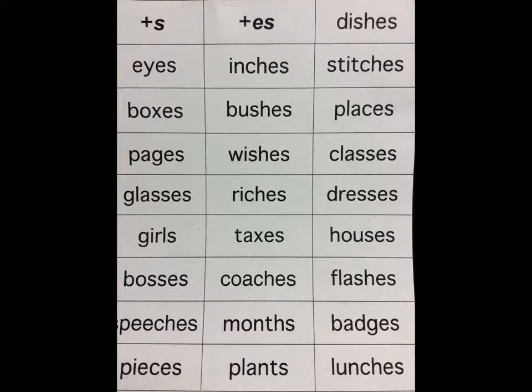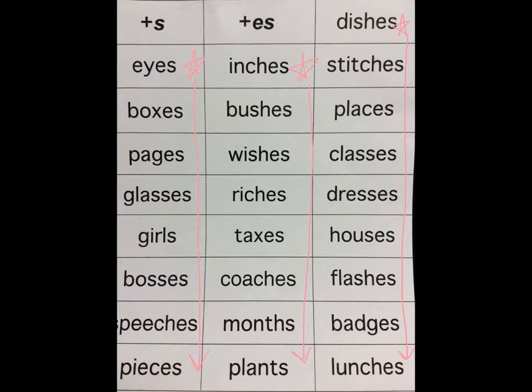So I want to talk about a couple of rules after we go through our list of how do I know to add s or es onto the end of a word. So let's go through our list first. We'll start up here. In our first column, we have eyes, boxes, pages, glasses, girls, bosses, speeches, and pieces. Next column, inches, bushes, wishes, riches, taxes, coaches, months, and plants. Last column, dishes, stitches, places, classes, dresses, houses, flashes, badges, and lunches.